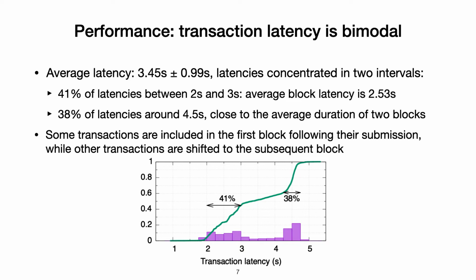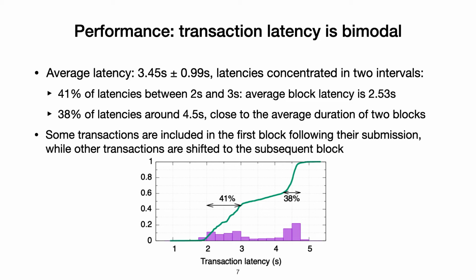In the first interval, around 41% of latencies were between 2 and 3 seconds, which is in line with the average block latencies, which is 2.5 seconds. About the same portion of transactions, 38% of them, have the latency around 4.5 seconds. This is close to the average duration of 2 blocks.